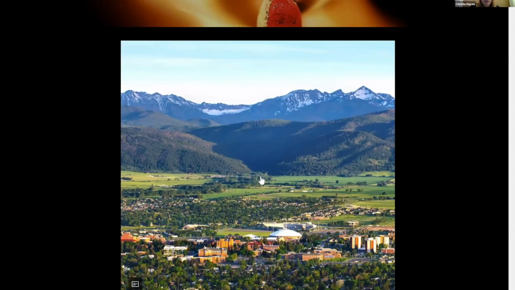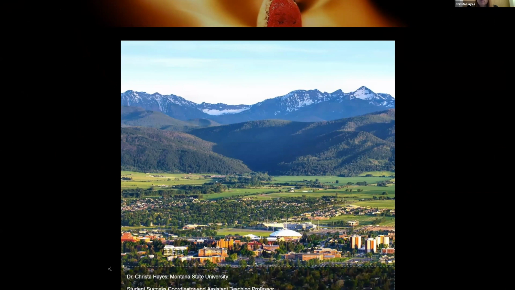I am a faculty member at Montana State University. That's what you see down here. It looks a little different right now. We have a lot of snow up in the mountains. But at MSU, I have been the student success coordinator for multivariable calculus, which is a course with roughly 300 to 500 students, depending on when we offer it and what's going on with enrollment.